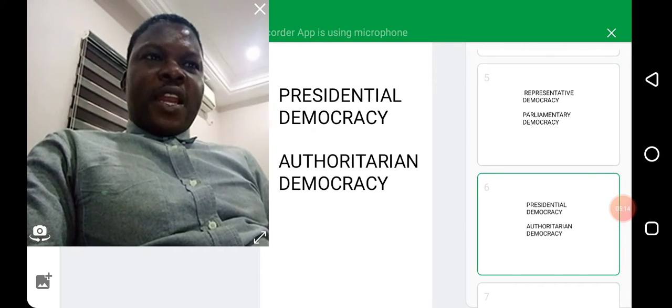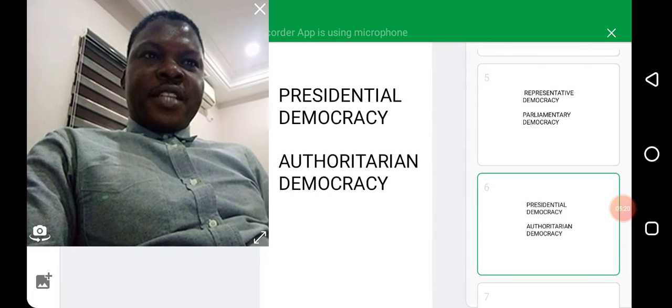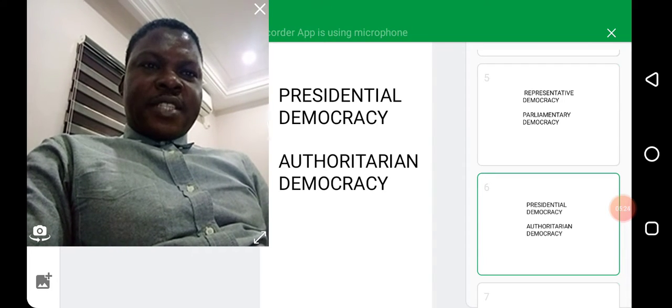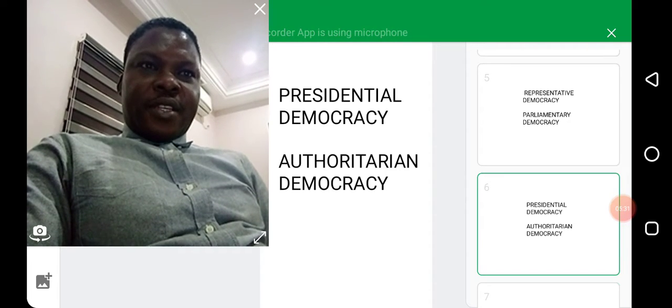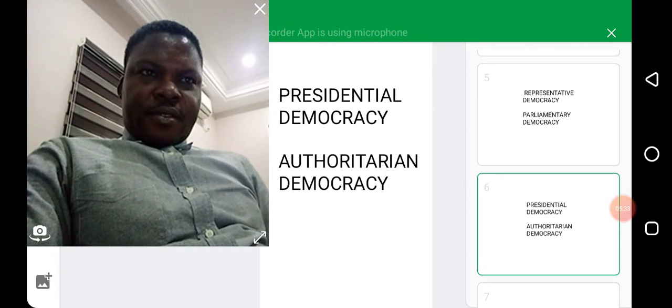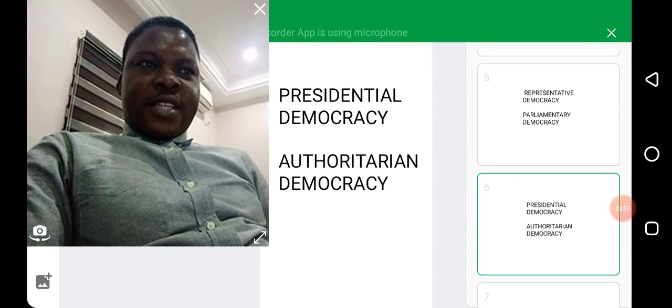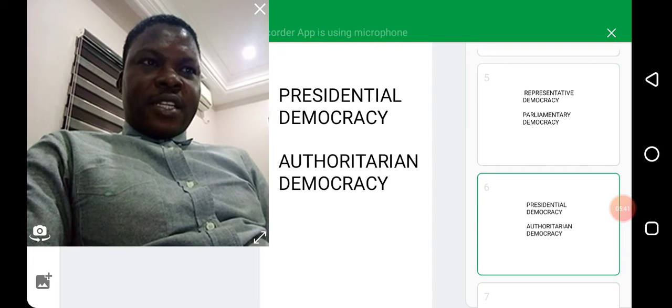Now, the people elect a president to head the government. However, the president is kept in check by the legislative branch. A good example of presidential democracy is Nigeria and the United States of America. The United States and Nigeria are good examples of presidential democracies.